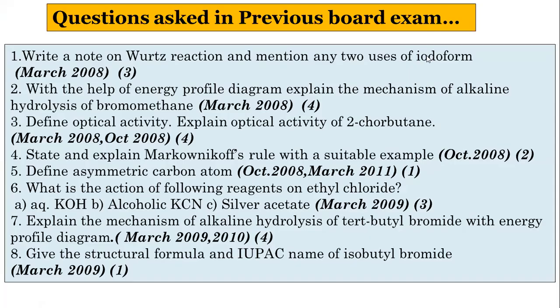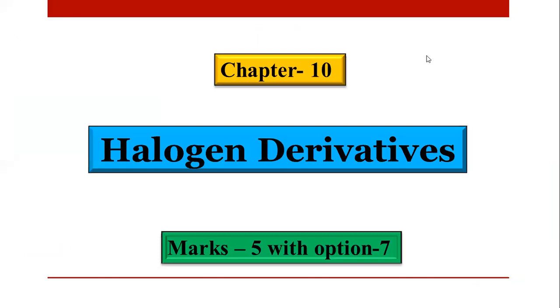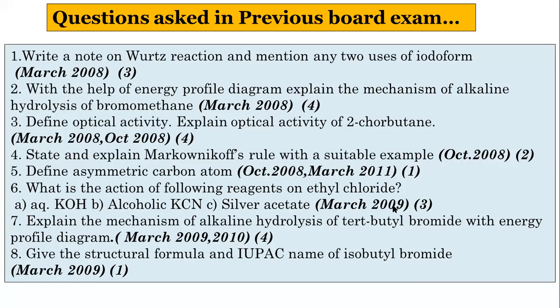Yesterday, we started the revision of this chapter number 10. The name of the chapter is Halogen Derivatives, which has a weightage of 5 marks with option 7 marks. Yesterday also we discussed some questions which were asked in previous board exams.